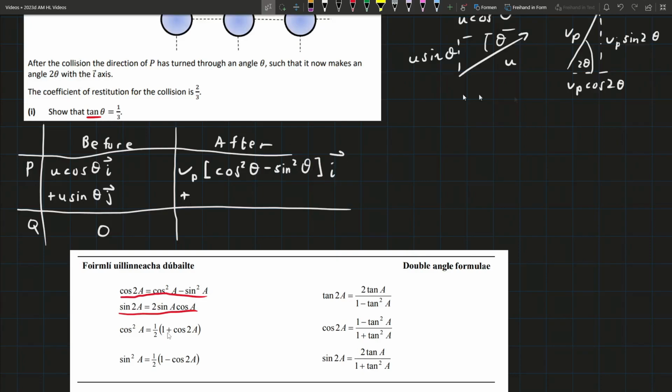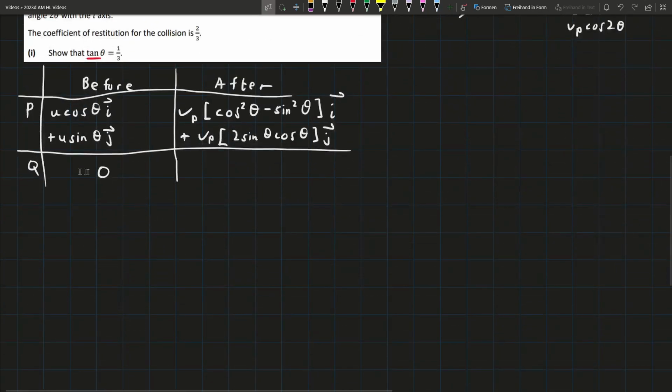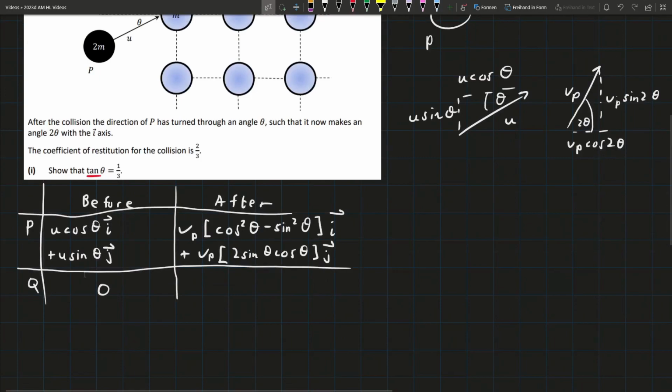And then plus, because we're still going up and to the right, VP times, and then instead of sine 2 theta, I'm going to say 2 sine theta cos theta. And that's in the J direction. And then for Q, since Q's velocity was initially 0, and the J velocity is not going to be changed, we're just going to have final velocity, we can just call it VQ, and that's going in the I direction, and there'll be no J's.